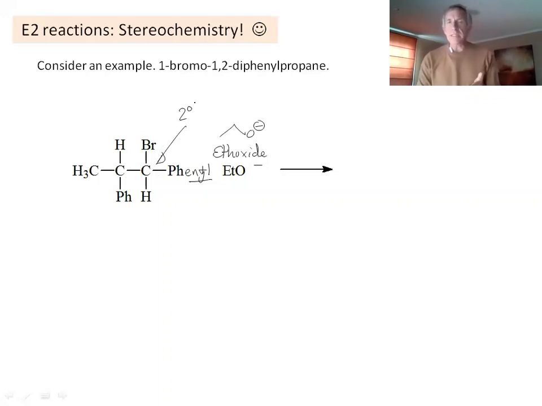Aliphatic, benzylic, allylic. Since it's attached to a benzene ring, it's almost on benzene. This is secondary benzylic. But you already knew that, right? You already wrote that down, right?